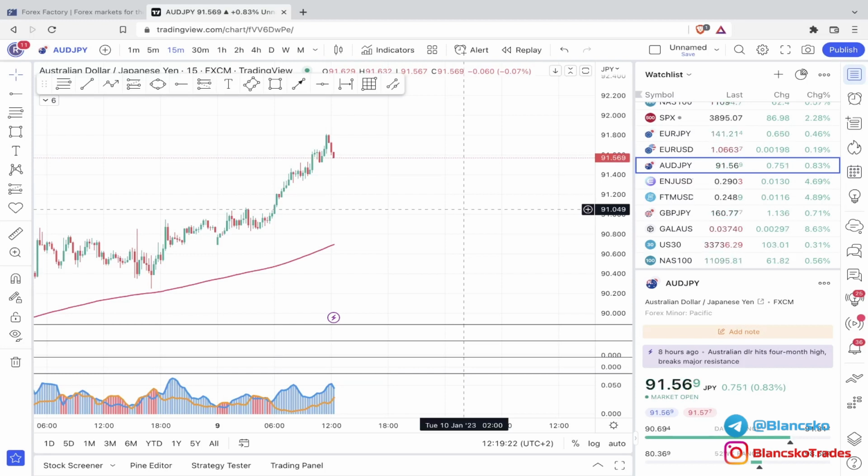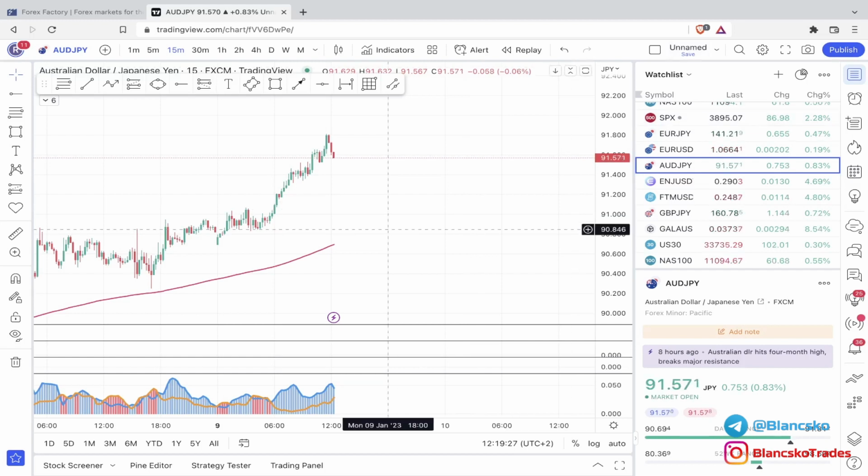What I highly suggest is, please do not take this for granted. After you see this video, please go ahead and backtest this strategy on your own. Demo test it, backtest it, and then once you feel ready and comfortable with it, yes, of course, you can take the risk and trade it on a live account. Of course, that's my personal opinion. You can do whatever you want with it.